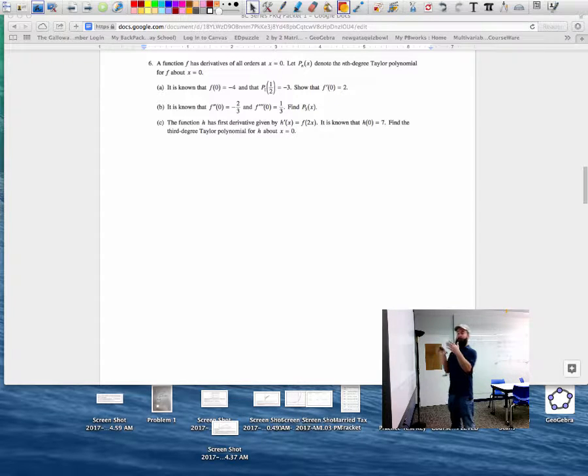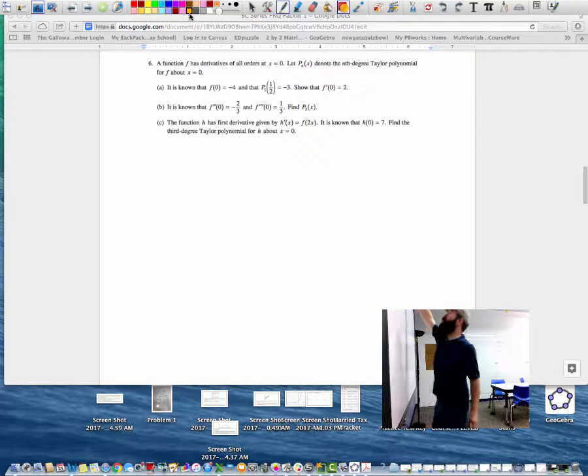So this is actually one of my favorite problems that I put into the packet for you because it's a little bit different than all the others. In this you have a function that has derivatives of all orders at x equals 0, so that you can take the derivative as many times as you want. Let p sub n of x denote the nth degree Taylor polynomial of f around x equals 0, so that's the Maclaurin series, Maclaurin polynomial. It's known that f of 0 equals -4, and that p sub 1, which is the first degree Taylor polynomial, is -3. Show that f prime of 0 is 2.